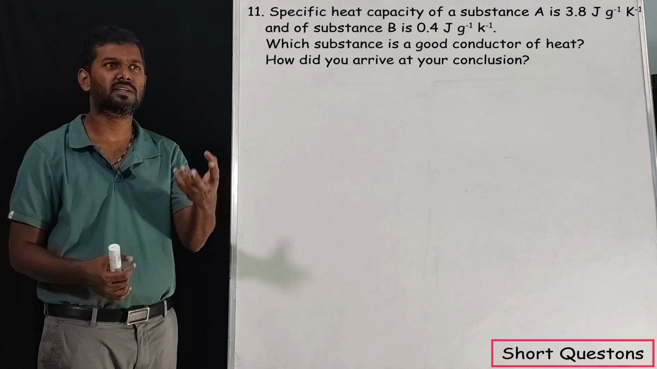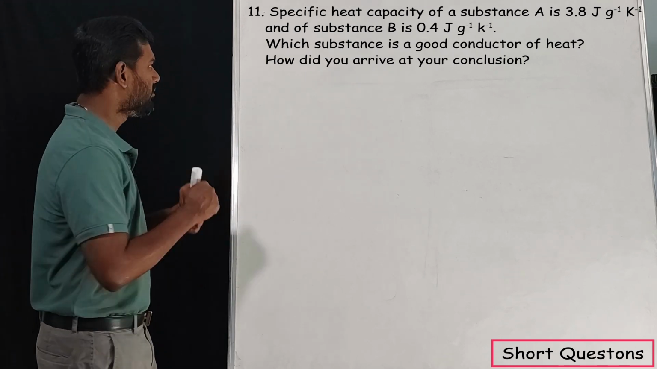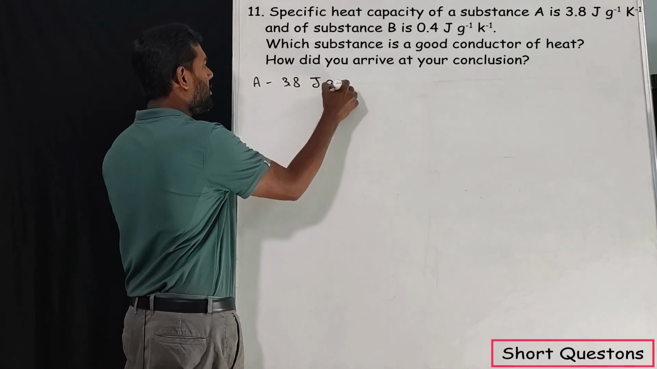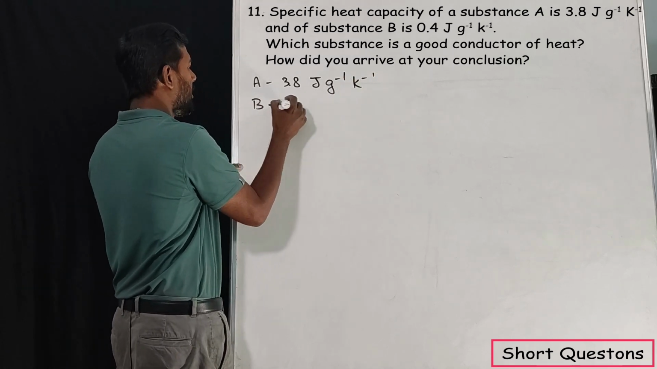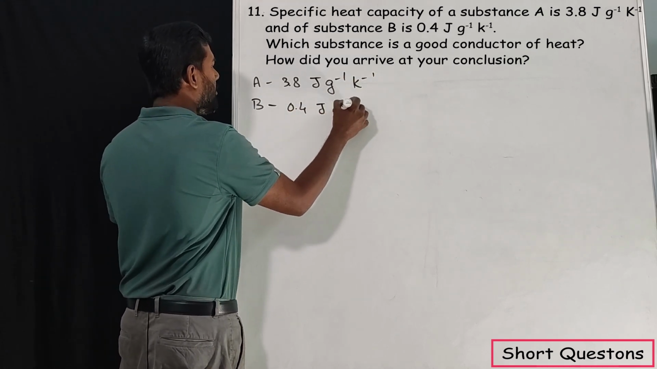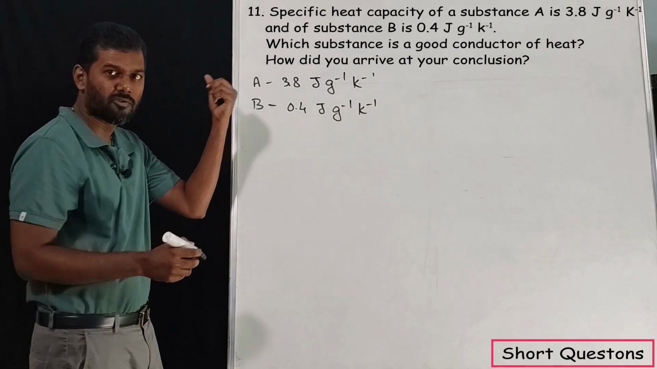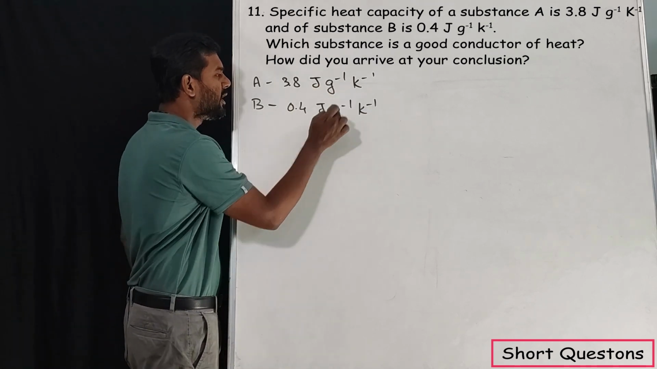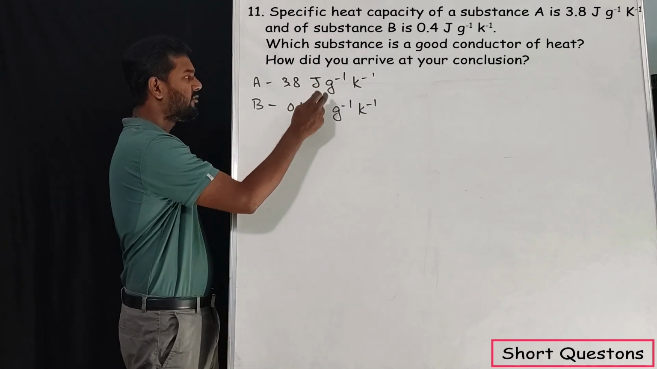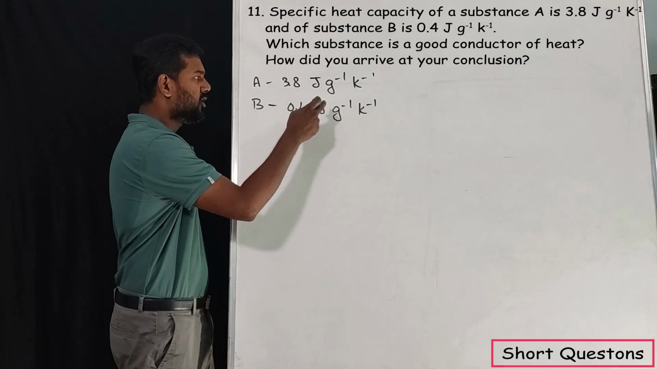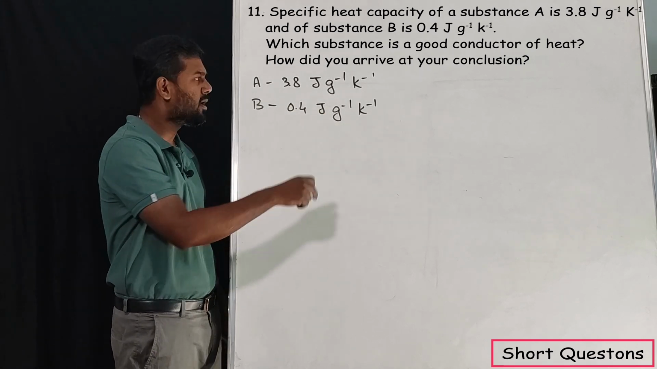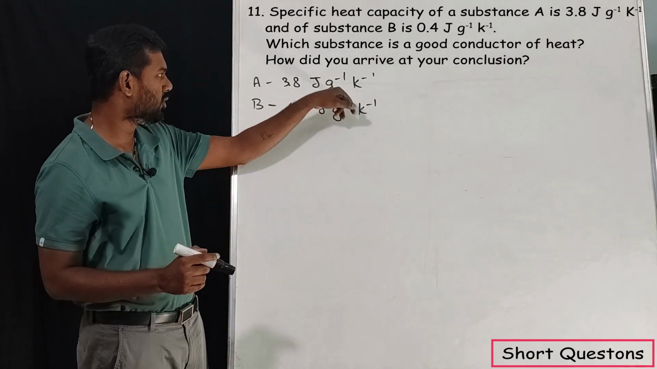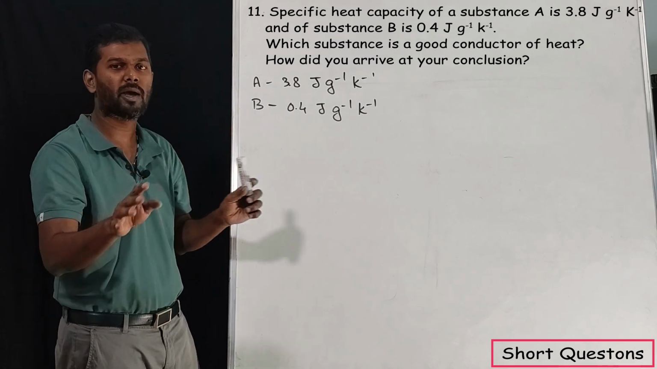Well, this question is very easy if you have seen the concept video. Listen, first we'll write the given data. A is 3.8 joules per gram per Kelvin and B is 0.4 joules per gram per Kelvin. To answer these kinds of questions, whenever it comes to comparison, which is greater or which is smaller, you have to make sure both the units are the same. If the units are different, we cannot compare the values. So if this is in kg, convert it into gram, then both terms will be in grams and it is easy to compare the values. Anyhow, both the values are in the same unit, so you don't have to convert anything.